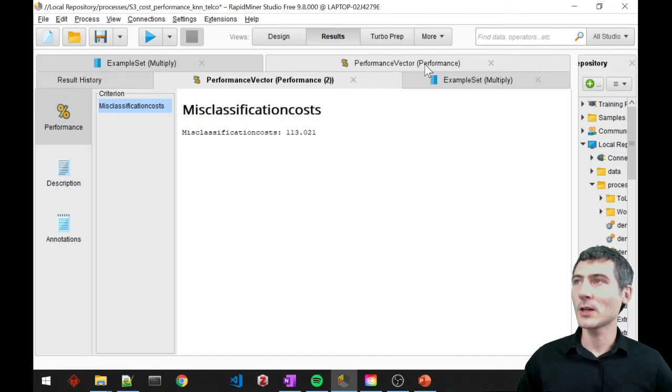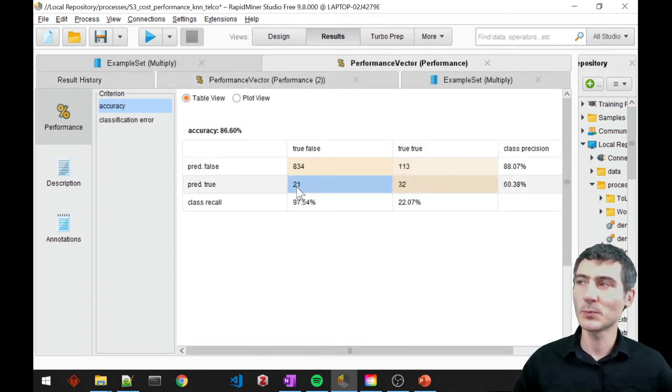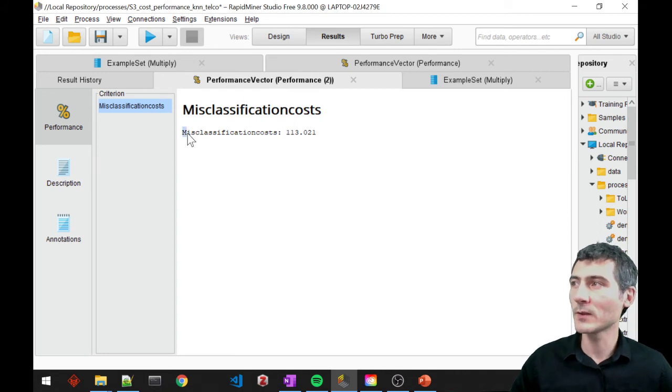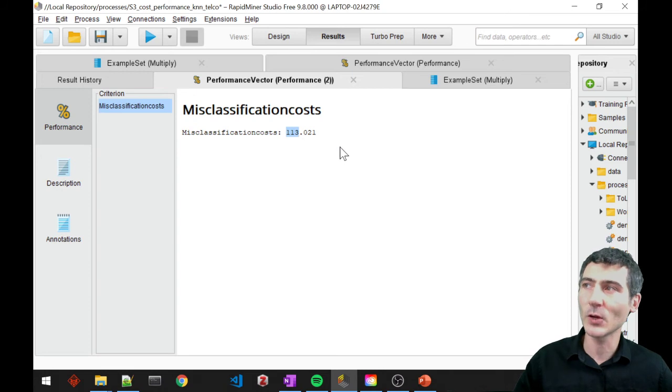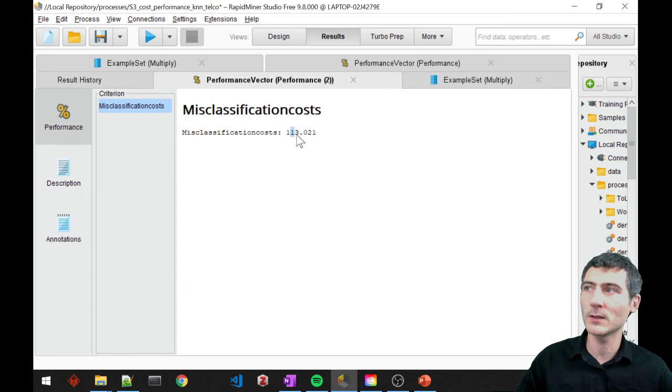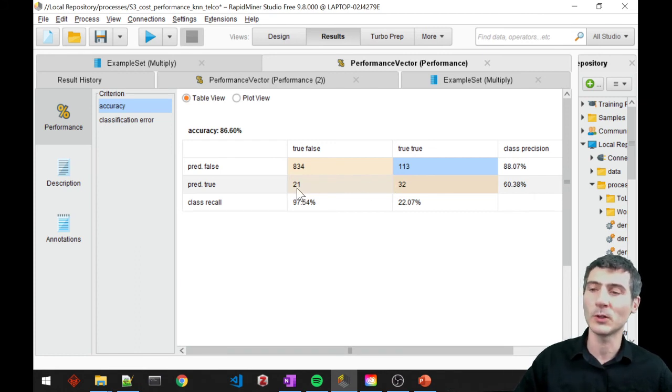Let's check the performance again. We had 21 false positives and 113 false negatives. Remember, 113 is the worst kind of mistake in this particular problem. If you take a look at the misclassification cost, we see 113,021. This is the calculated cost of all the errors that my model is going to make. Remember, 113 was my bad kind of error, a false negative, failing to detect a churning customer. Therefore, it had the cost of 1000 per failure, so it is calculated as 113,000. And this 21 comes from the false positives, which is a much more acceptable kind of error here.